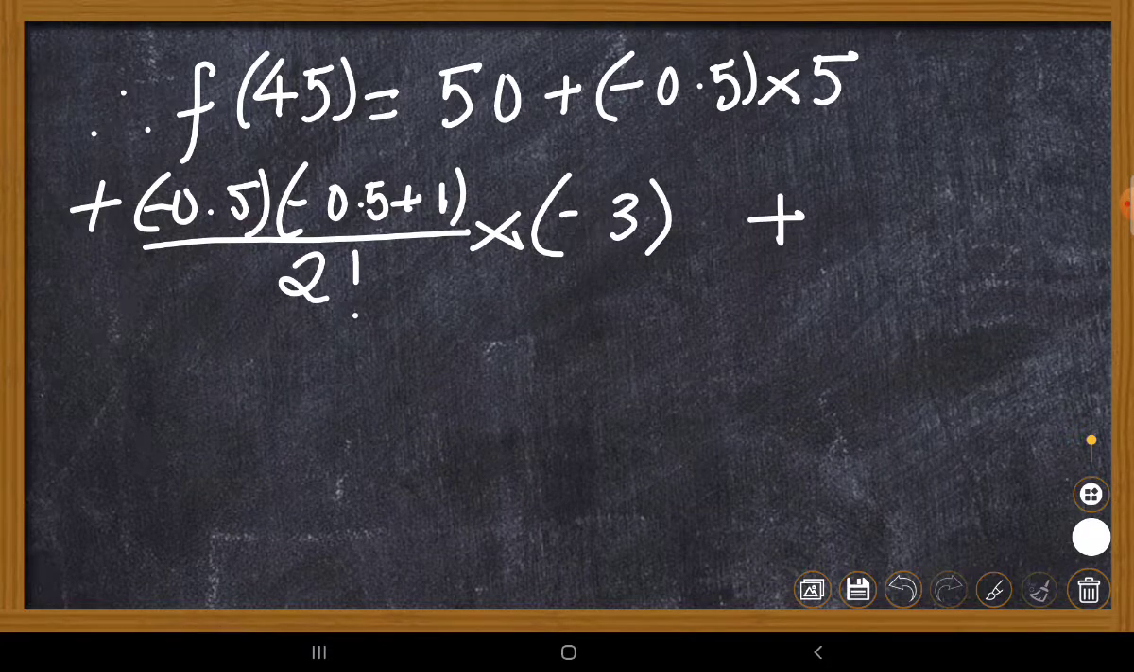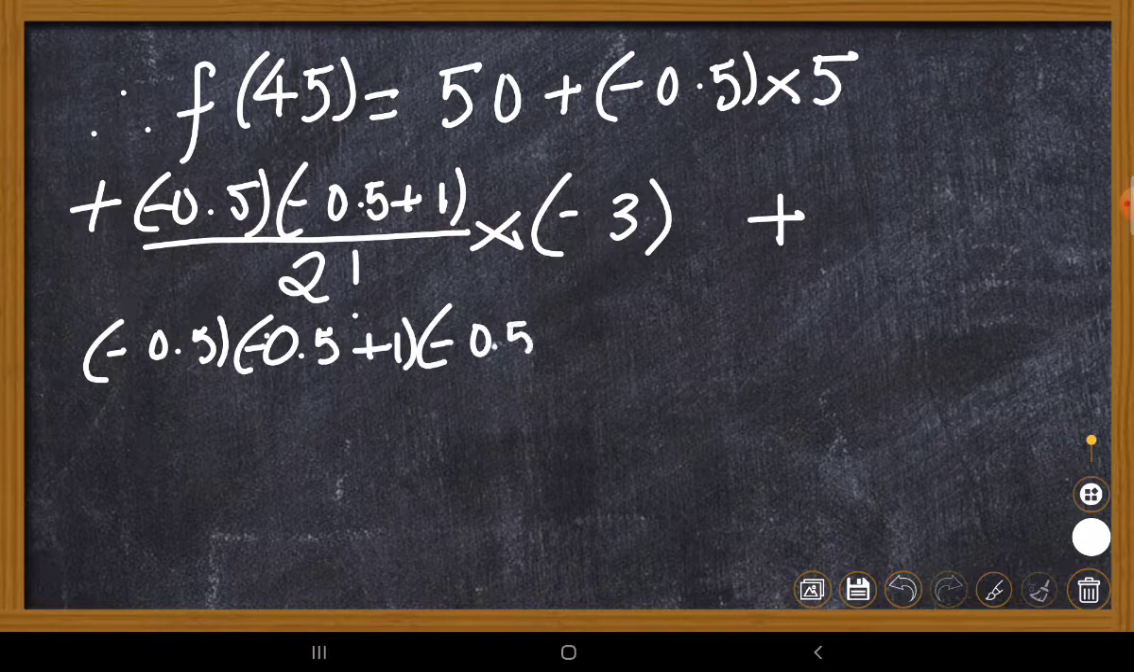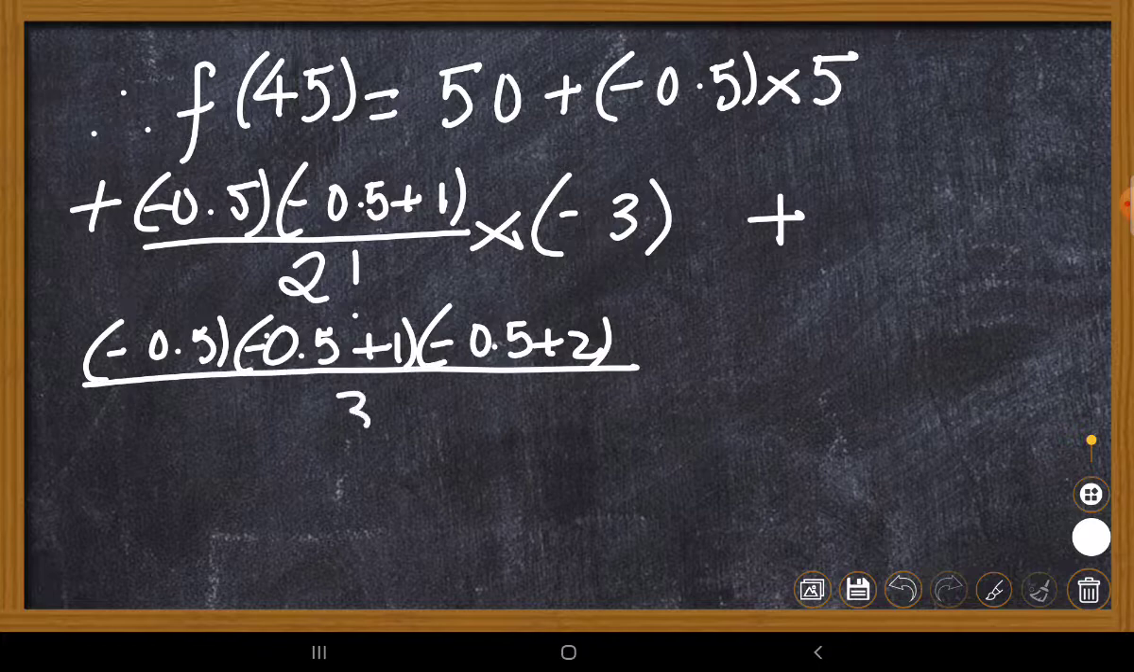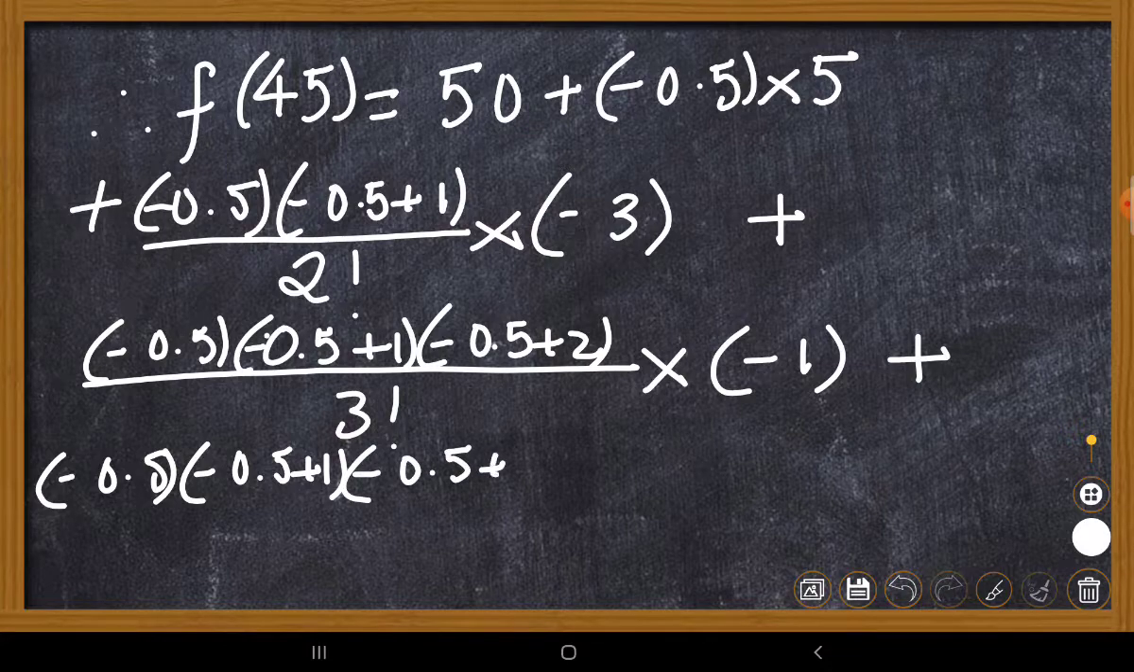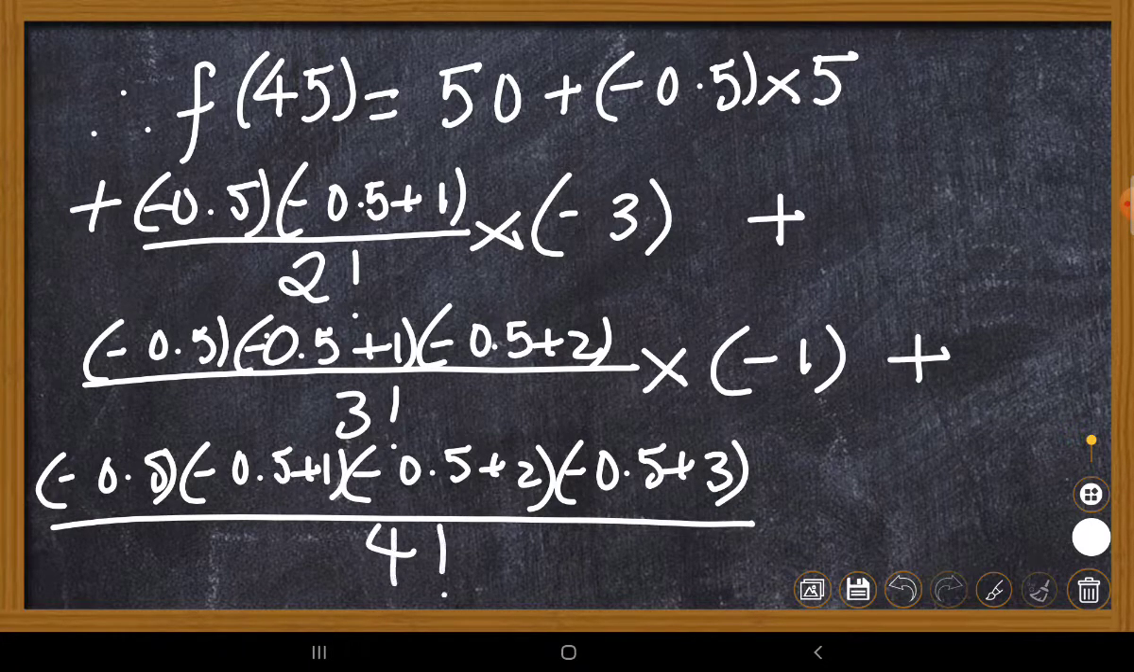Okay, then again you have minus 0.5 into minus 0.5 plus 1 into minus 0.5 plus 2 divided by 3 factorial, delta 4y1 is equal to minus 1, and then your last term will be minus 0.5 into minus 0.5 plus 1 into minus 0.5 plus 2 into minus 0.5 plus 3 divided by 4 factorial, and then your delta 4y0 is equal to minus 1.